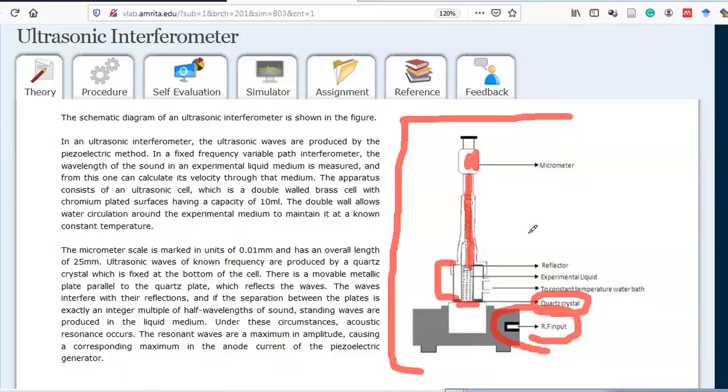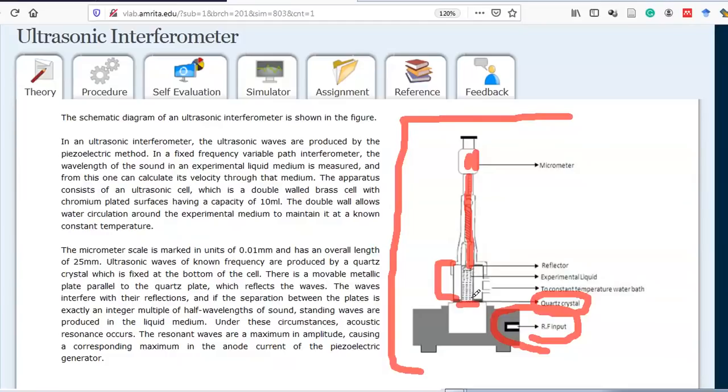Now what is the role of the metal reflector? To reflect the signal, right? From the name itself it is clear that it is used for reflecting the signal. So the waves generated from the bottom move upward and strike the reflector, and the reflector reflects the signal back down the liquid. This process goes on many times.